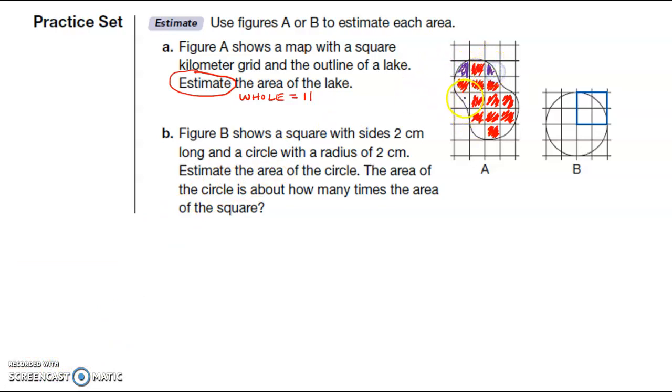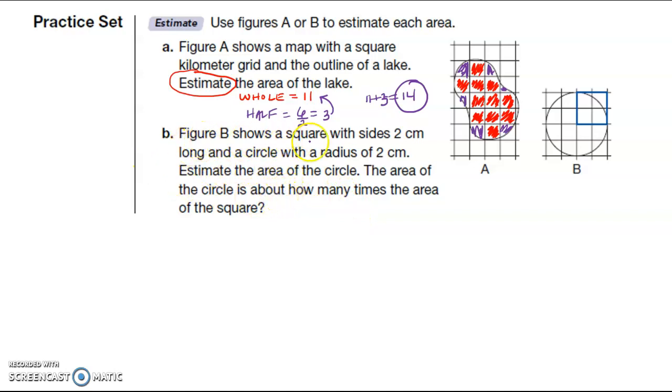Half. Half. That's less than half. Half. Half. So let's see: 1, 2, 3, 4, 5, 6. So I have about 6 half squares, which if I divide by 2 equals 3 whole squares. So total, plus 3, I have 14 squares. Okay, that's kind of how we're finding areas, by counting whole and half squares.